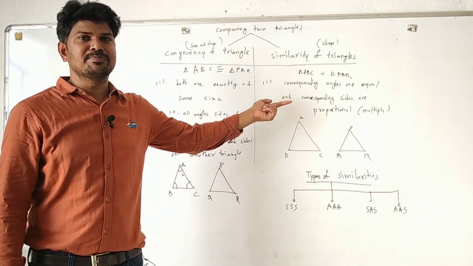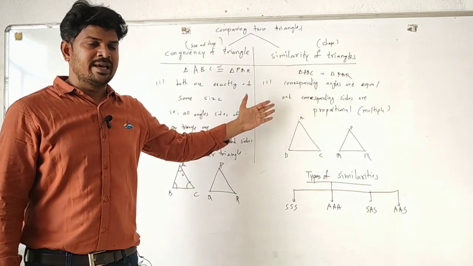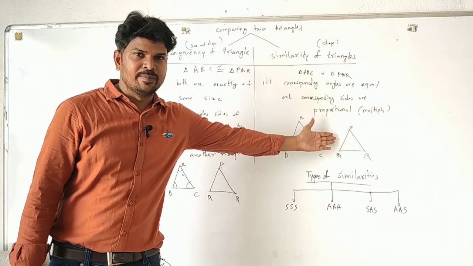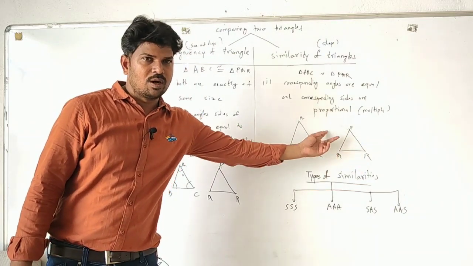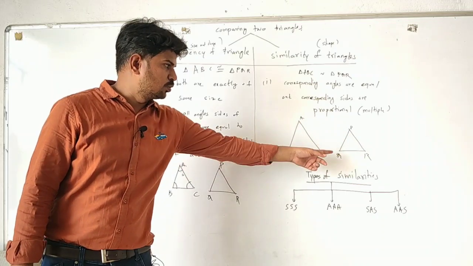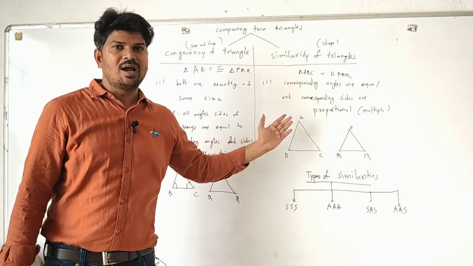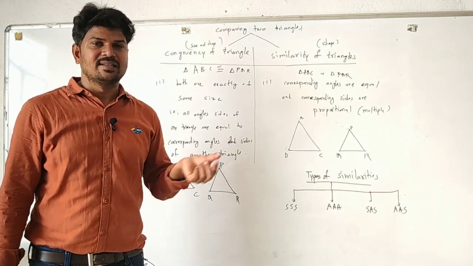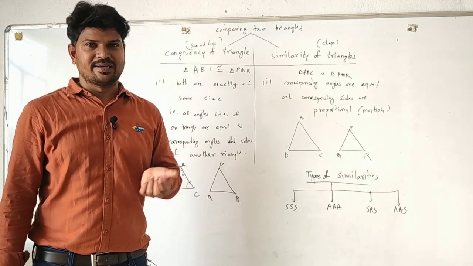What is called proportional? It is multiples. So if the sides here are 2, 4, 6, the other will be 1, 2, 3. So 1, 2, 3: the multiple of 1 is 2, of 2 is 4, of 3 is 6. So all have to be multiplied by a single factor. Then that is nothing but similarity.